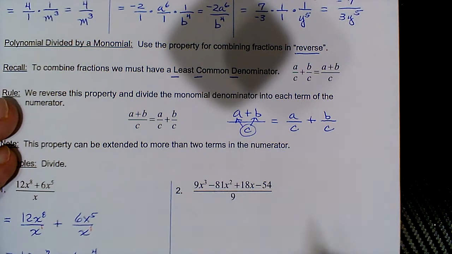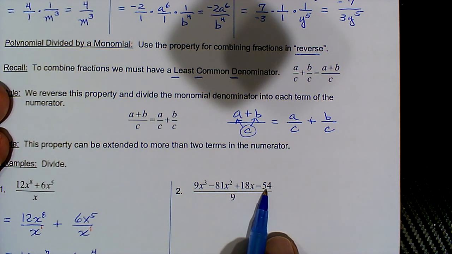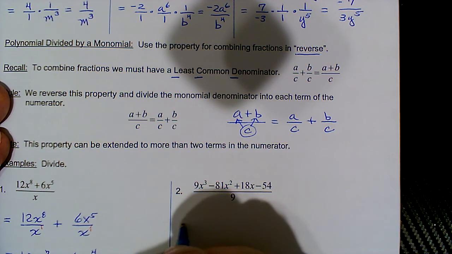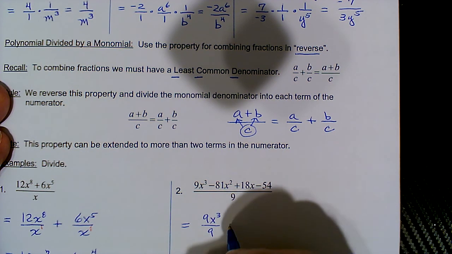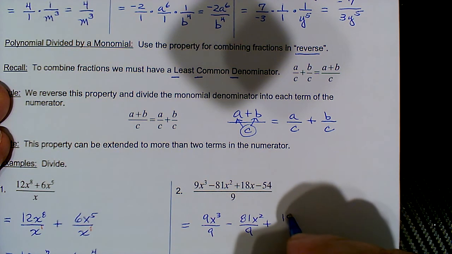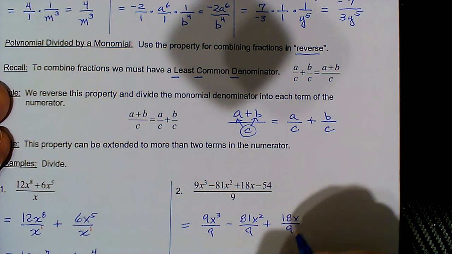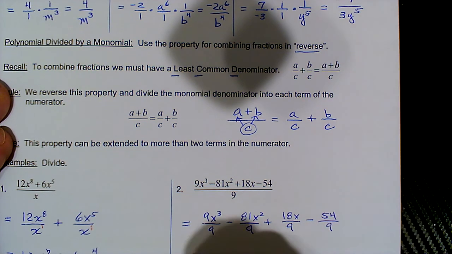Okay, and then here's an example where we're extending it now to more than two terms in the numerator. But the idea again is that everything's going to be divided by this denominator. So take the time to show it explicitly. 9x cubed gets divided by 9. Minus 81x squared gets divided by 9. Plus 18x gets divided by 9. And minus 54 gets divided by 9.